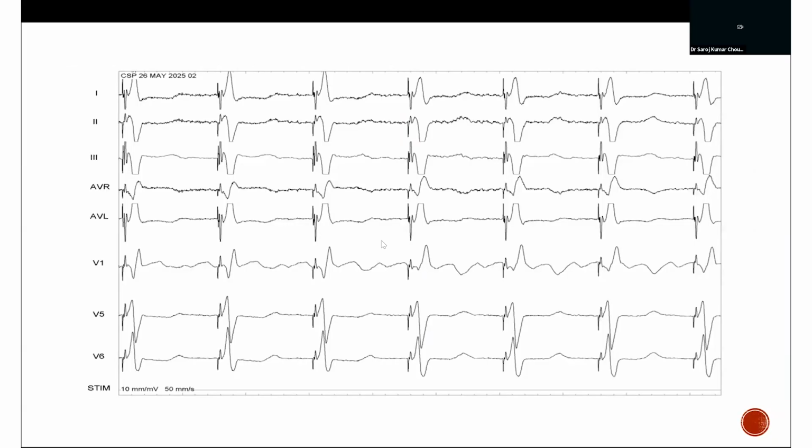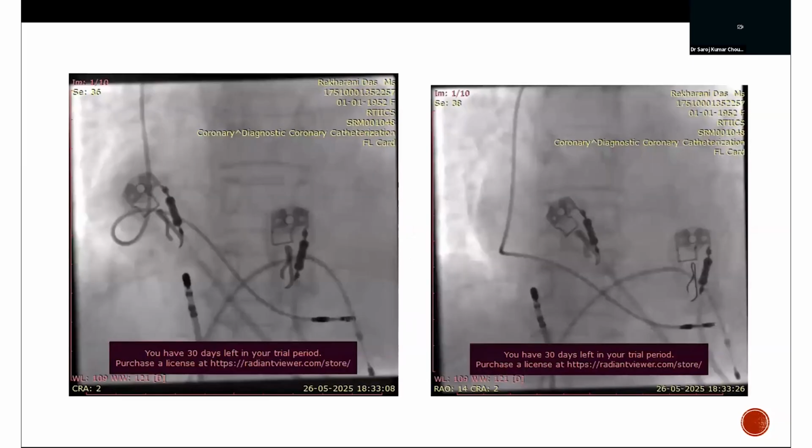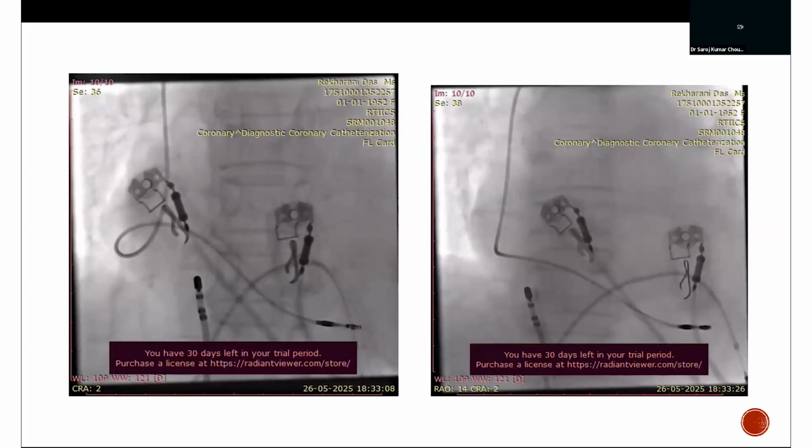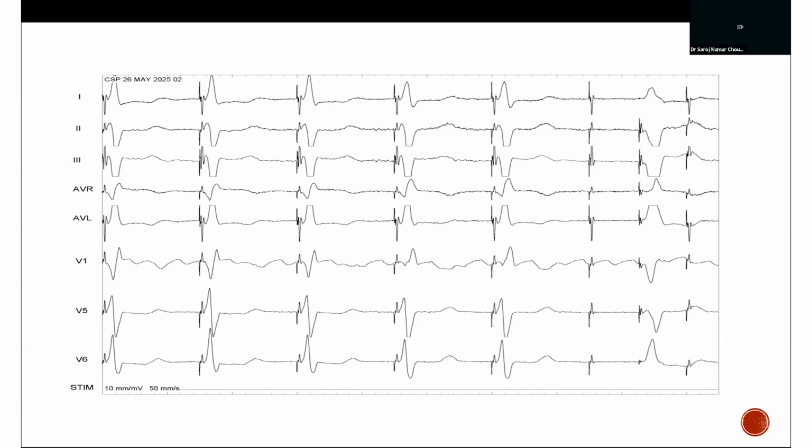And then threshold testing was done, and the QR pattern persists at 1.5 volt. The current of injury was also good, and lead impedance was also good. This is the final position check. The final threshold testing, and QR, the threshold was 1.3 volt at this time.